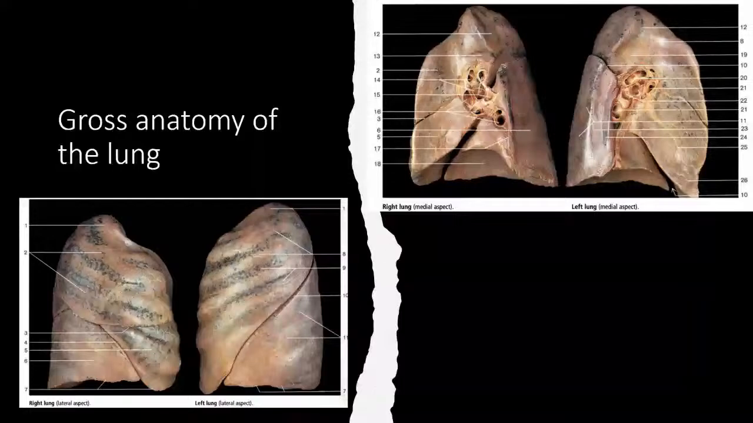These are cadaveric specimens of a lung, and you can see the gross features of it. There's the apex at the top, the upper lobe, and you can see the fissures of the right lung versus the left lung. You have 3 lobes on the right, 2 lobes on the left, and then you have that lingula, which is the remnant of that old 3rd lobe.